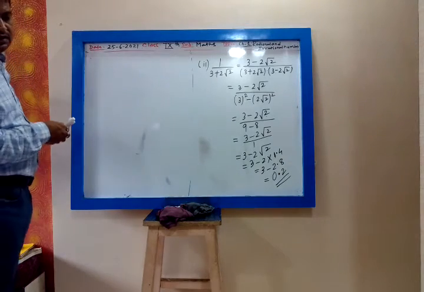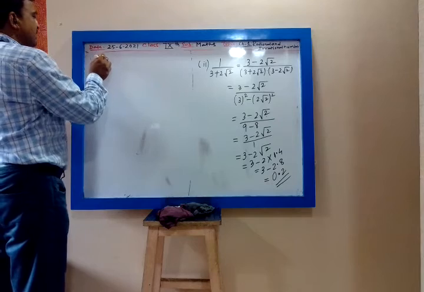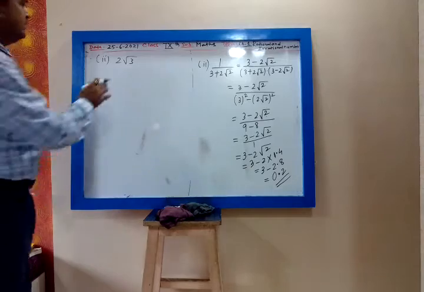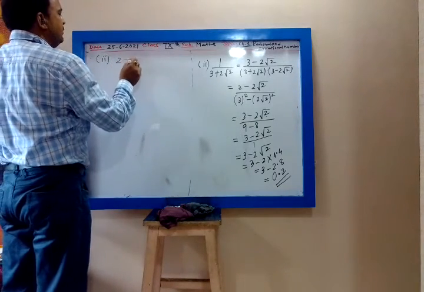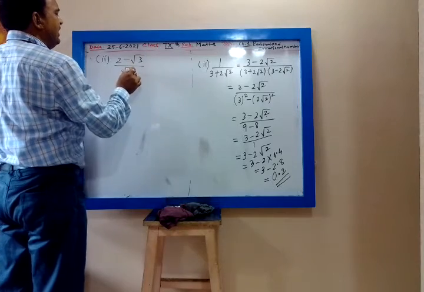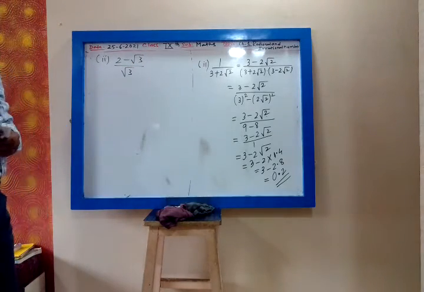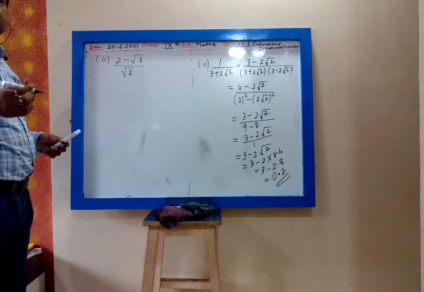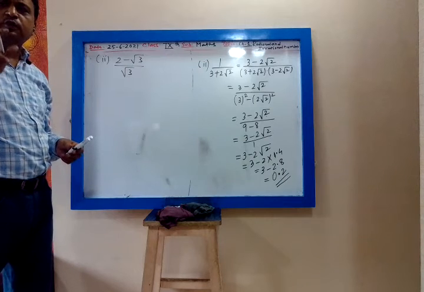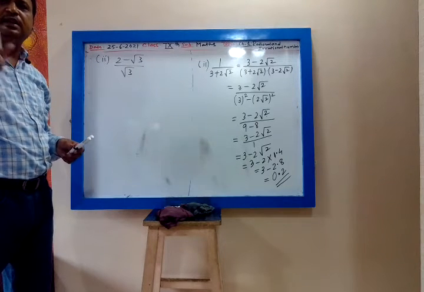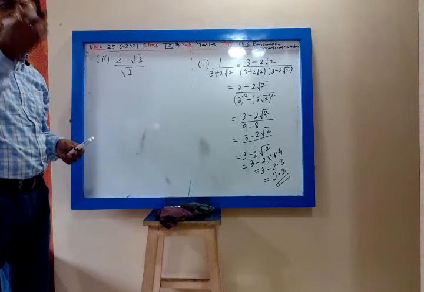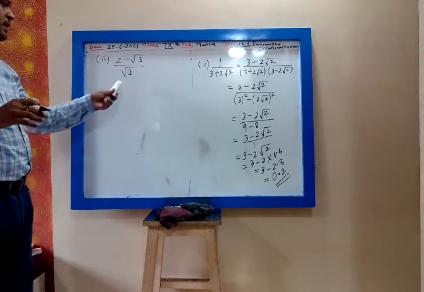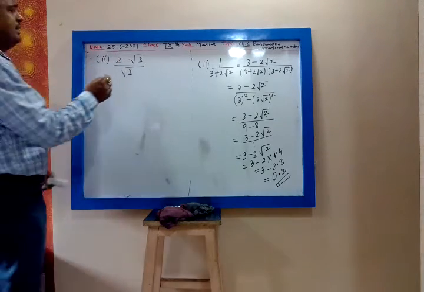2 minus root 3 upon root 3. So what is the rationalizing factor? If there is only one term, then you multiply and divide by that same term. But if there are two terms, then you have to change the sign. So there is one term, so do not change the sign, just multiply by that number.